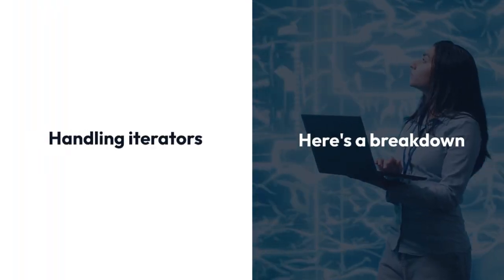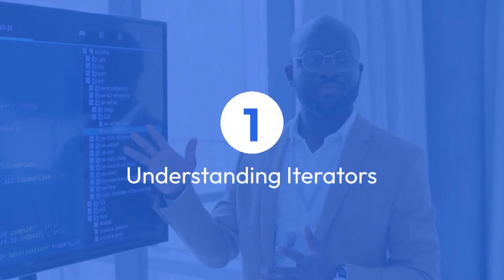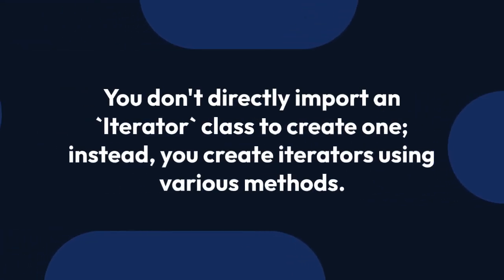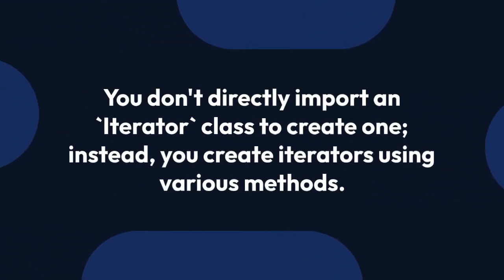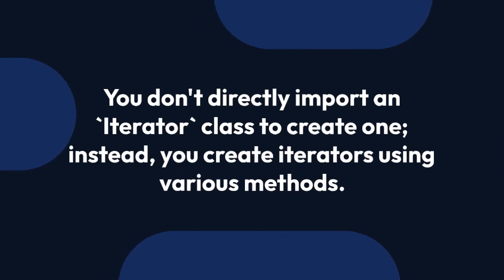Here's a breakdown. 1. Understanding iterators. In Python, an iterator is an object that allows traversal through all the elements of a collection, like a list or tuple, sequentially. You don't directly import an iterator class to create one. Instead, you create iterators using various methods.